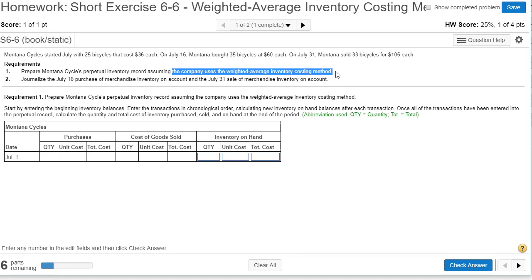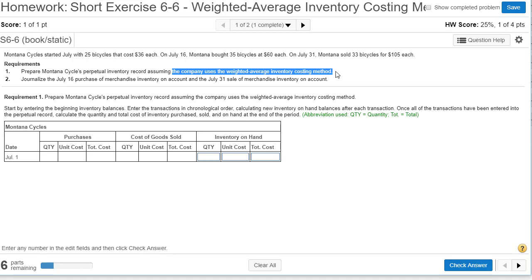Short exercise 6-6. We're going to learn about using the weighted average inventory costing method to figure out how much our inventory costs us whenever we're selling it, so we can calculate cost of goods sold. So this is the fourth inventory costing method that we're learning about. The others being specific identification, which is not used very often, and FIFO and LIFO. First in, first out, and last in, first out.